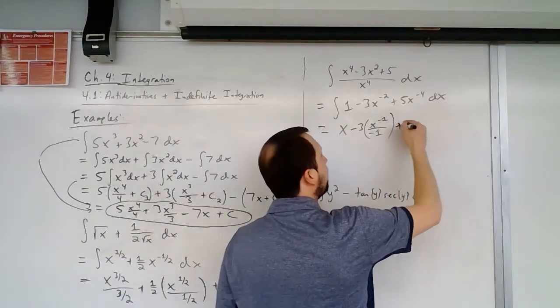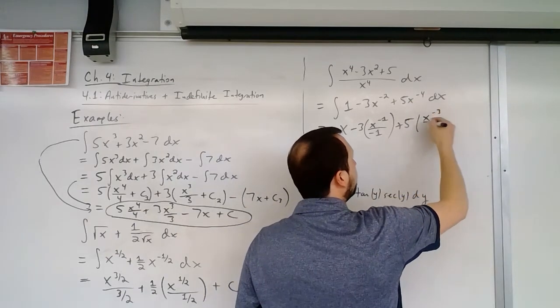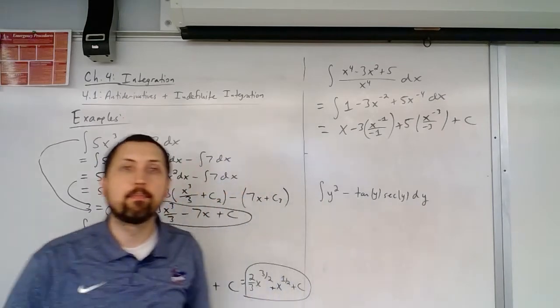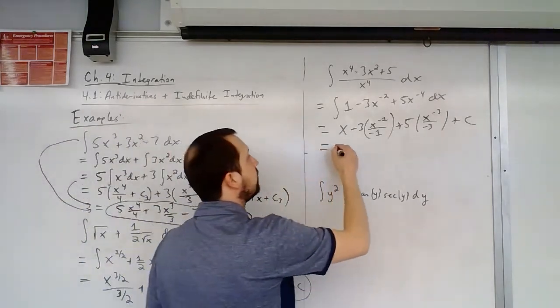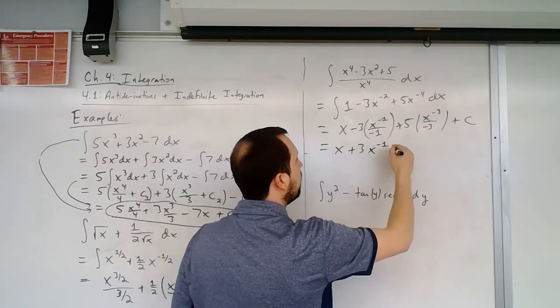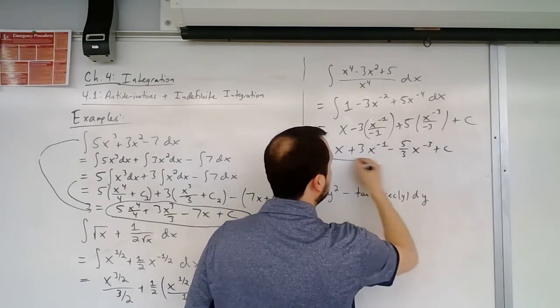And I do the same thing here. I have 5, and I do the integral of x to the negative 4th. I have x to the negative 3rd divided by negative 3. And again, don't forget your plus c. So we could simplify this to be x plus 3 times x to the negative 1 minus 5/3 x to the negative 3rd plus c.